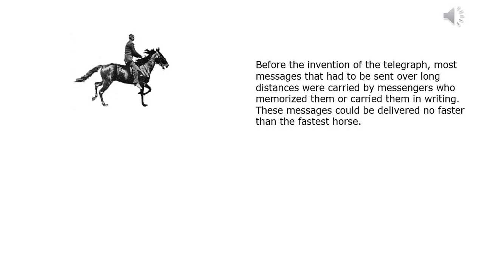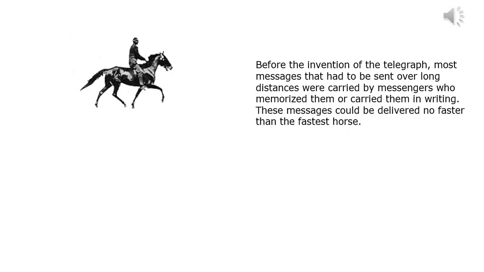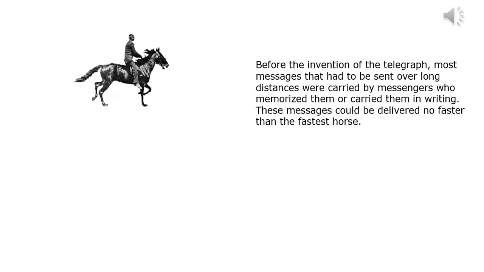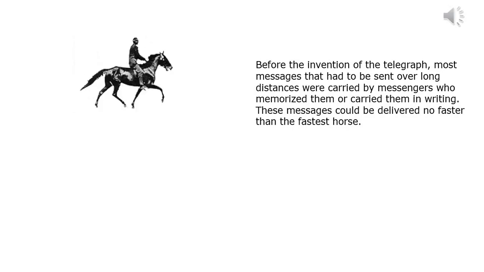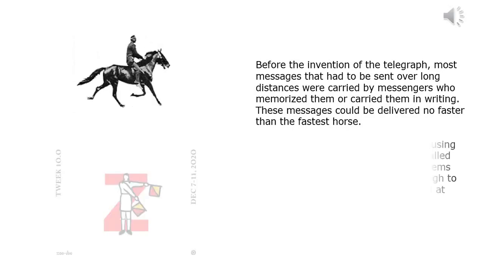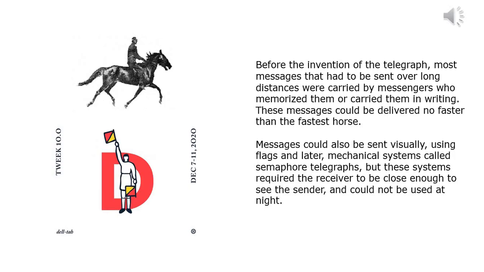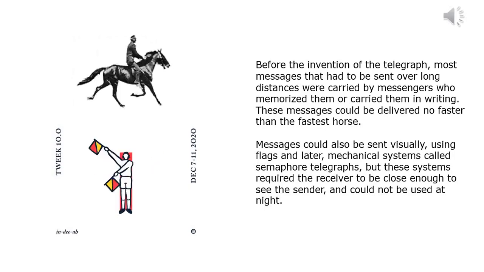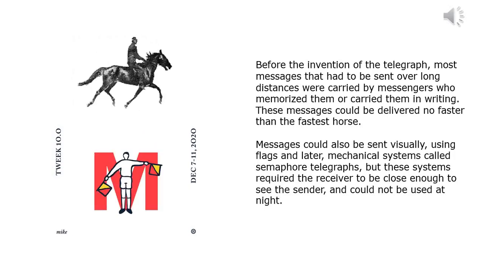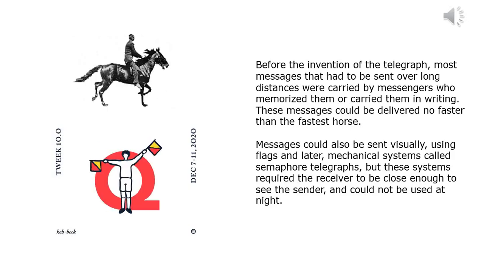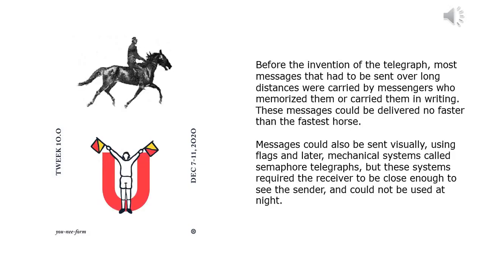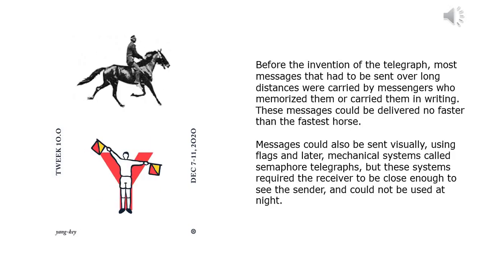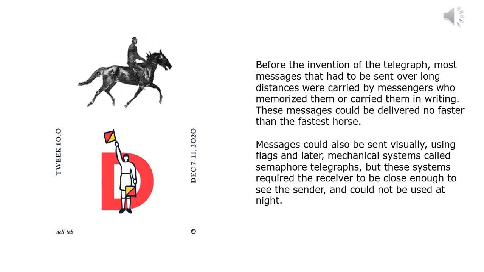Before the invention of the telegraph, most messages that had to be sent over long distances were carried by messengers who memorized them or carried them in writing. These messages could be delivered no faster than the fastest horse. Messages could also be sent visually, using flags and later, mechanical systems called semaphore telegraphs, but these systems required the receiver to be close enough to see the sender, and could not be used at night.